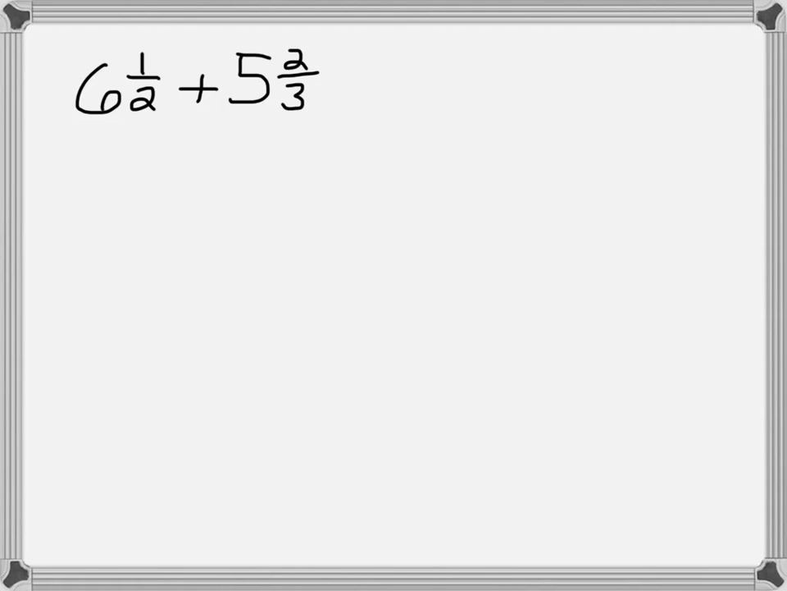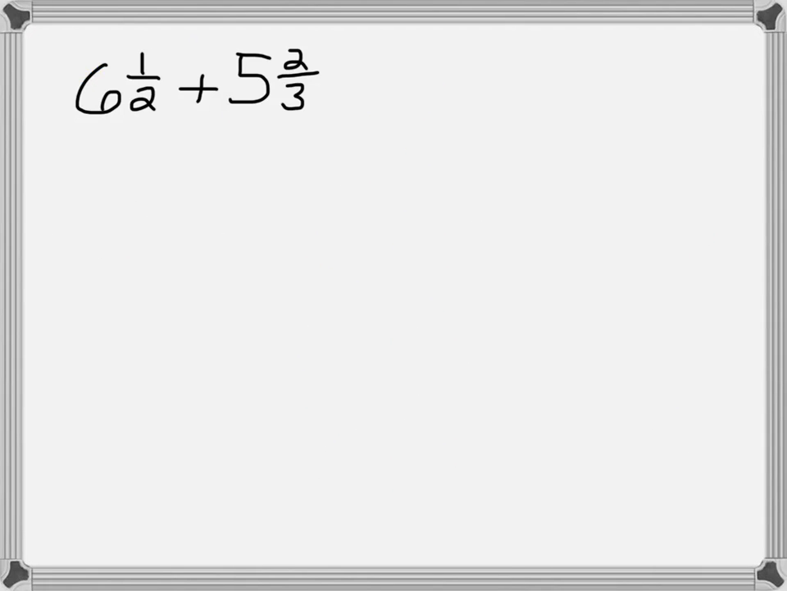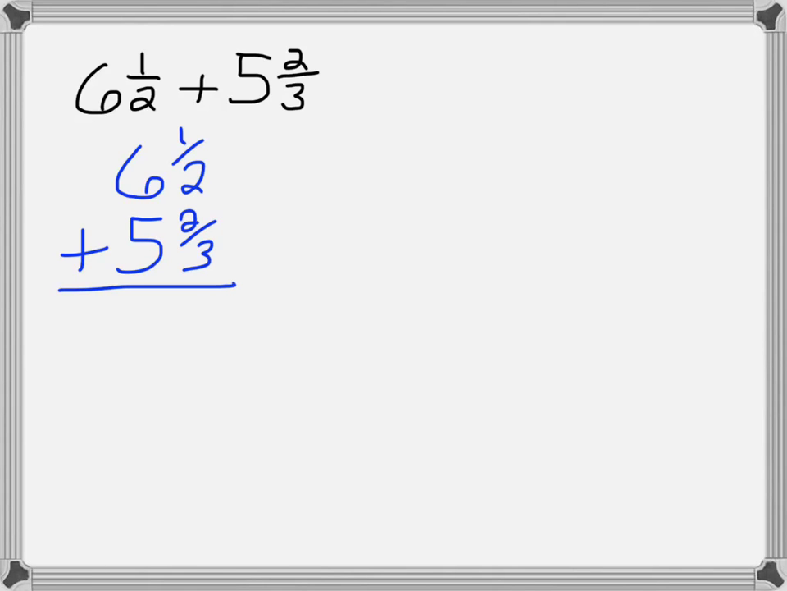Sometimes the problem is written like this one. We find it stacked at the very beginning. Or the problem might be written side by side. You can leave it in one line like this, or you can stack them up. I think it's easier to stack them. So we have 6 and 1/2 plus 5 and 2/3. And I need a common denominator. 2 and 3 both go into 6.